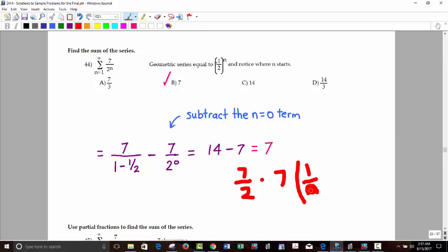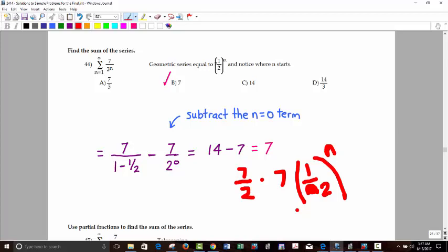I'm sorry, 1/2 to the end. I just wrote it wrong, yeah. So you could actually treat it that way, now multiply those together, and you have 49 over 2, and you wouldn't have to subtract off that initial term if you did it that way.